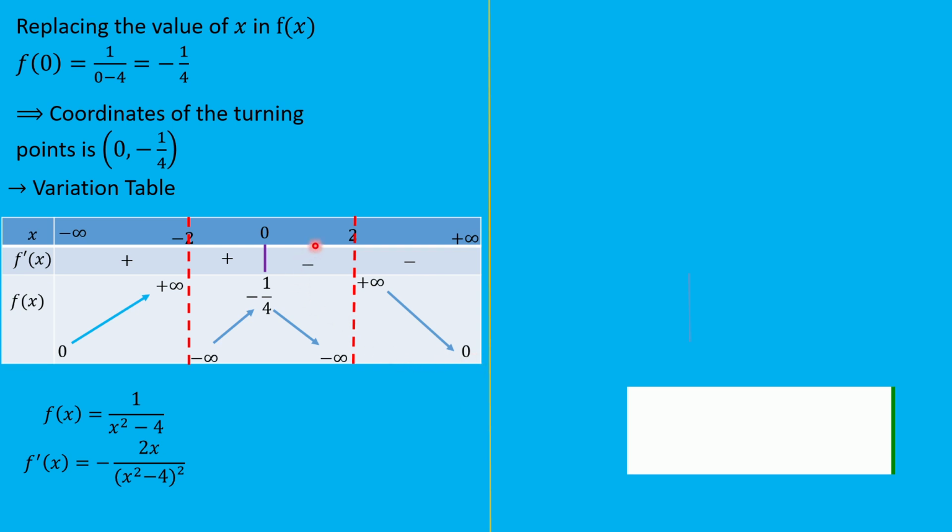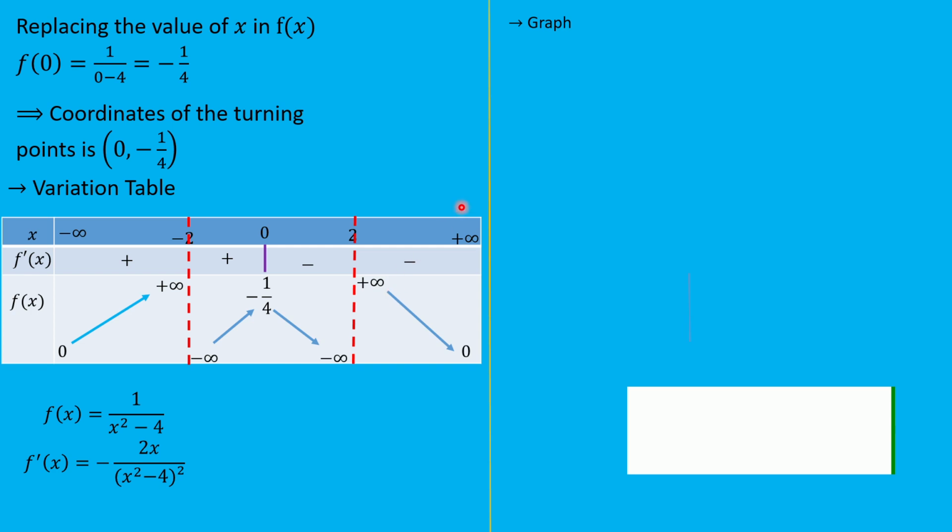So that is all for the variation table. Like I said, firstly, you display your domain. If there is any turning point, you write the turning point in between the range as well. Now the f prime of x, the positive or negative sign indicates if the function is either increasing or decreasing. Positive means that it is increasing, negative means that it is decreasing. So now after that, we can go to our graph.